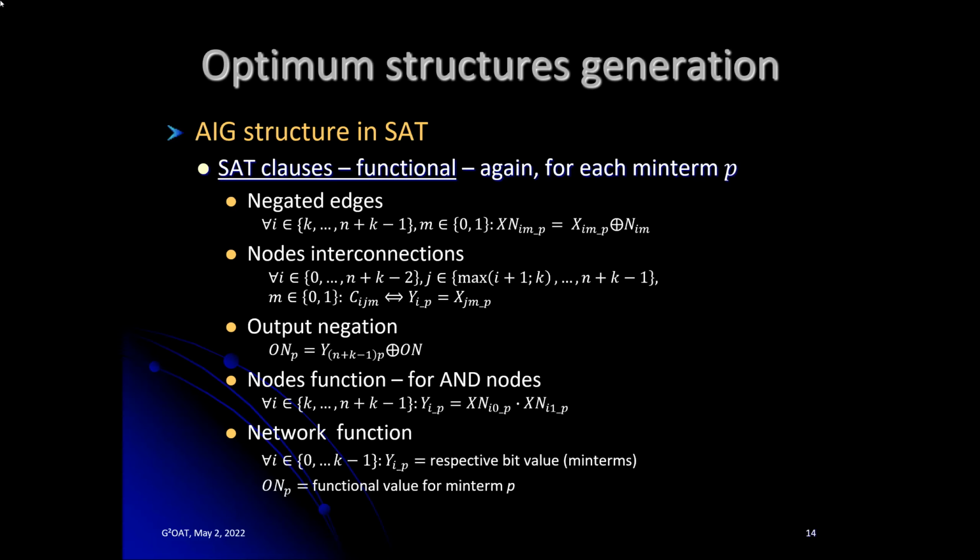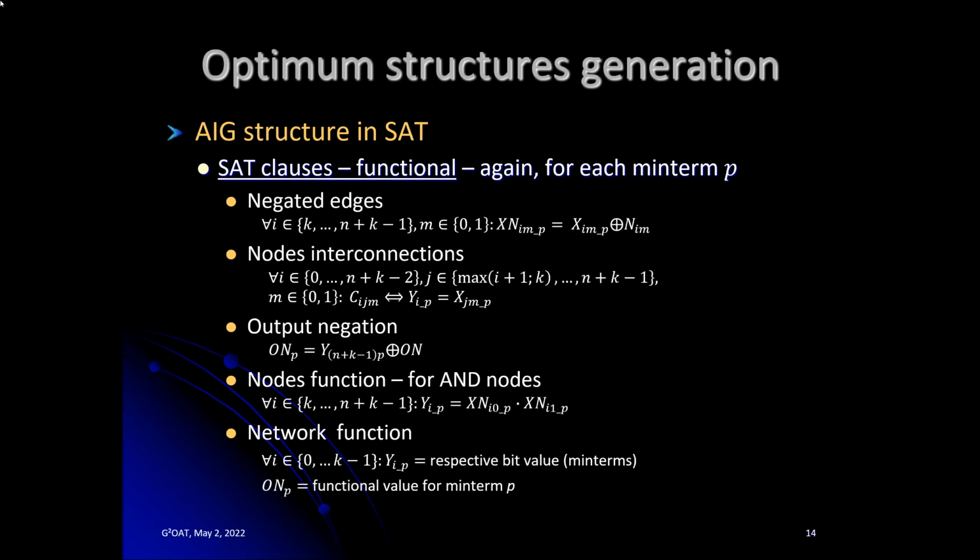Interconnection again. If an input is connected to some output, then the values are the same. So that must be implemented as an equivalence. Quite complex actually. The simplest example is really the most difficult one to implement because the equivalence is quite large in the CNF. Output negation the same. Implementing the AND and the network function is one of the crucial parts.